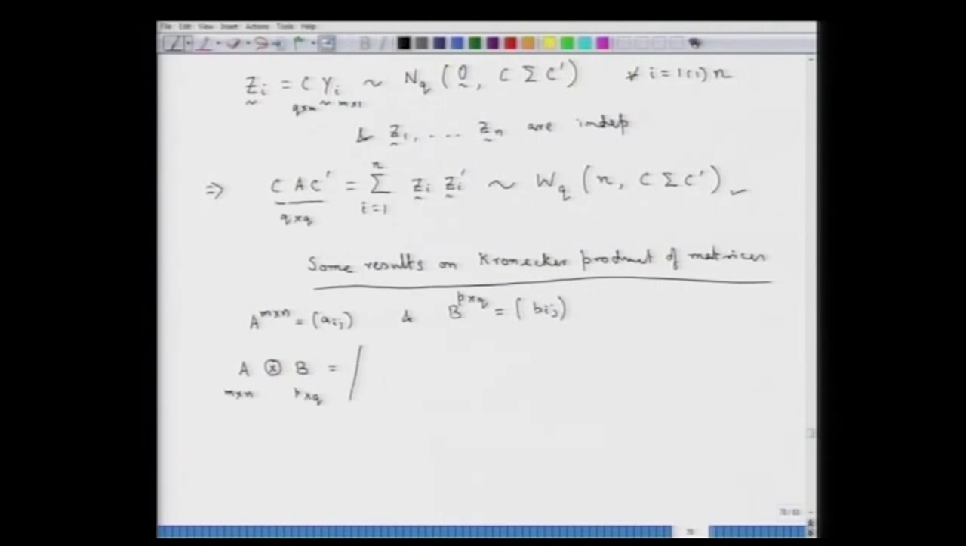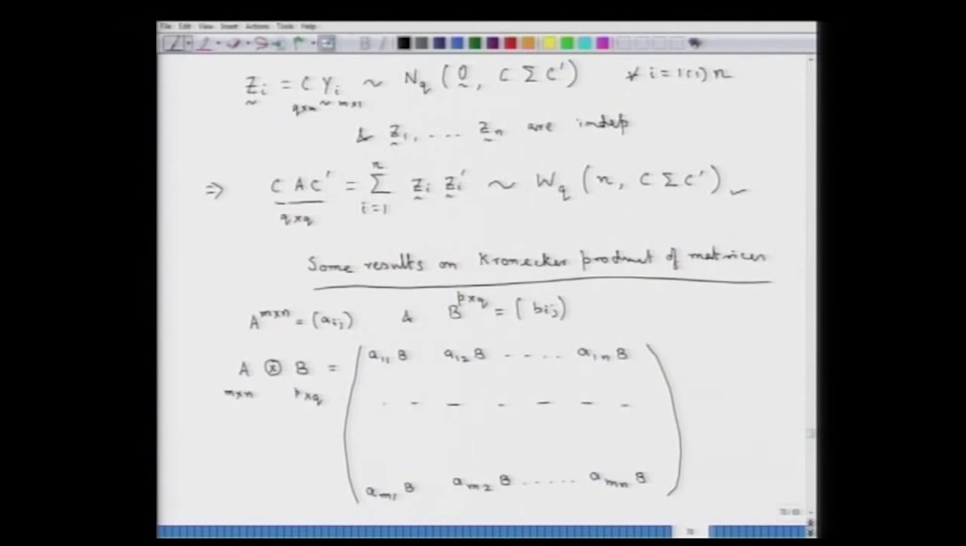So, this is going to be given by the following matrix, which is a_11, a scalar quantity, multiplied by B, a_12 multiplied by the B matrix, up to a_1n multiplied by this B matrix, and all the elements of A are in turn multiplied by the same B matrix. So, this is a_m1 multiplied by the B matrix, a_m2 multiplied by the B matrix, and a_mn multiplied by this B matrix. So, this is how we define a Kronecker product between two matrices A and B.